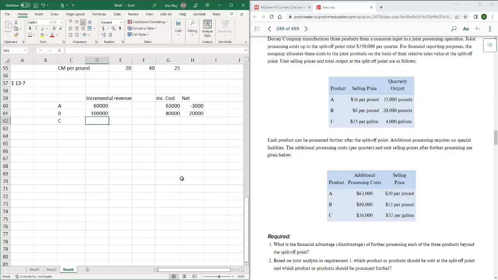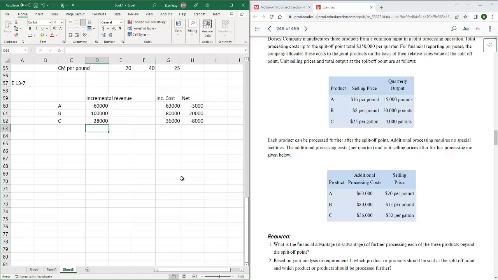And then finally, letter C. This thing can sell for $32 per gallon if we do some extra processing versus $25 per gallon if we don't. And we can produce 4,000 gallons of that stuff every quarter. So the potential incremental revenue is $28,000. Incremental cost of doing that processing though is $36,000. So we see where this one's headed, 28 minus 36, and there's a net disadvantage of $8,000.